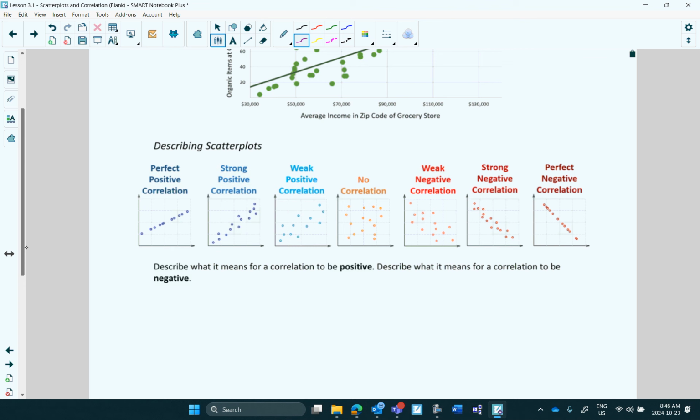And then we get to the weak. Weak is when it goes down to the right. Or sorry, negative is when it goes down to the right. Positive is when it goes up to the right. So if it's going down and it's pretty scattered, that's a weak negative. If it's a little bit tighter, it's a strong negative. And if they all form a perfect line, then it's a perfect negative. Okay?